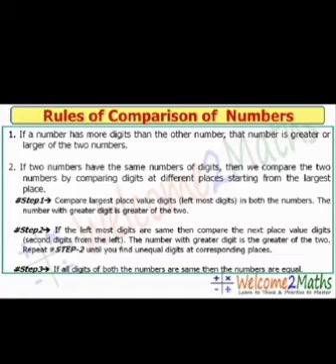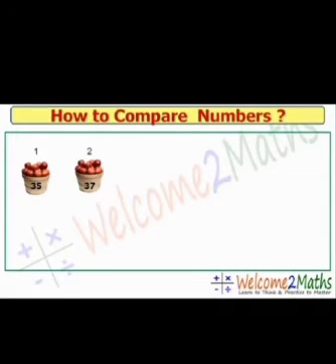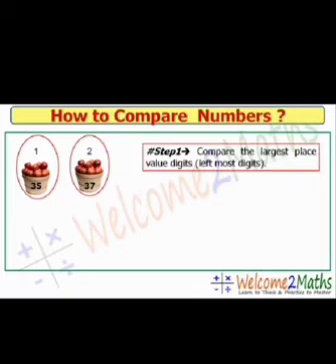Now let's see some examples. I will show you how to use these steps. So let's see the first example. And here are two baskets, and in number 1 basket there are 35 apples, and in number 2 basket there are 37 apples. So let's find out which basket has more apples.